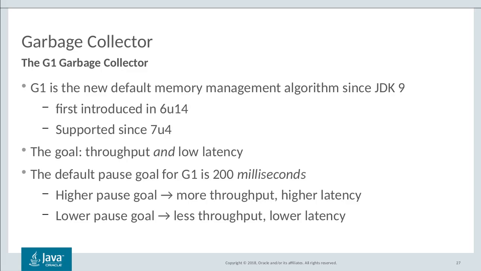This pause goal is tunable, meaning you can set a higher pause goal, which most likely will result in more throughput, but also higher latencies. If you provide a lower pause goal, you will probably see less throughput, but you will also get a lower latency. Now, a higher pause goal might be suitable for more throughput-oriented applications such as scientific calculations, whereas a lower pause goal might be better for more interactive applications such as servers or GUI programs.